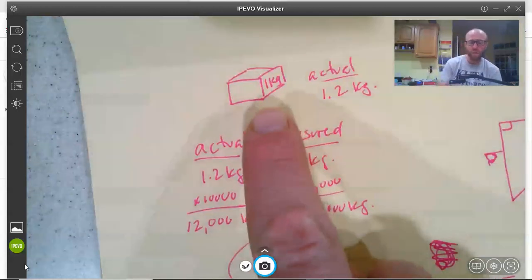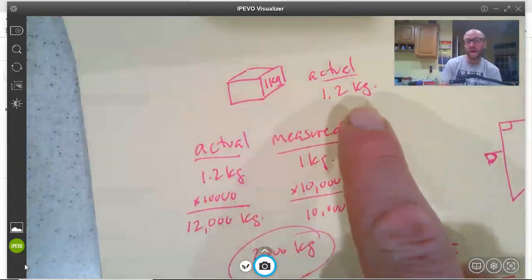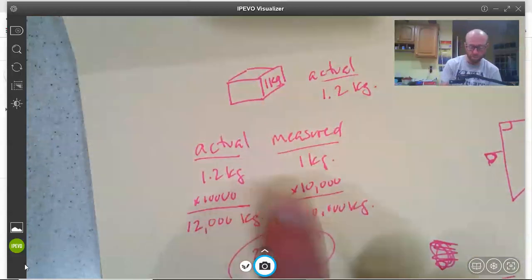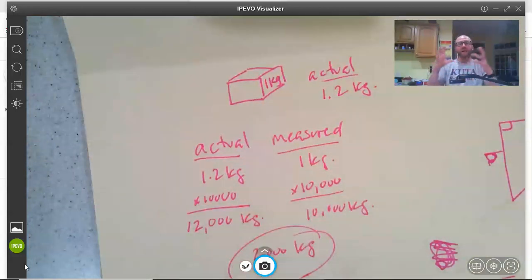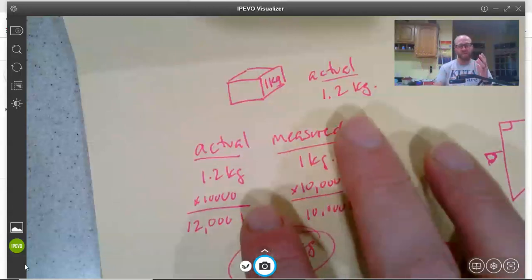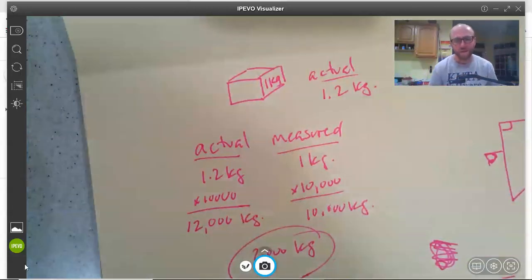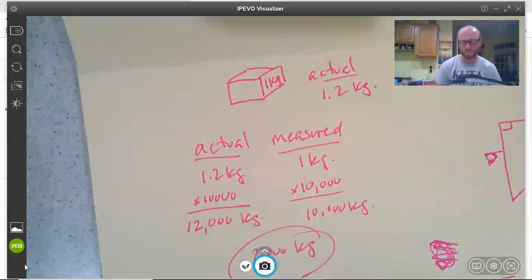So I only measured one little box. My measurement was bad. It was a little bit off. And when I multiply that by 10,000 boxes, many boxes that are all a little bit off in the measurement, and actually it's 1.2 kilograms when I measured it as 1 kilogram, that is pretty bad. A little bit of error when multiplied by 10,000 boxes can get pretty big. So what you would want to do in this sort of situation is measure more boxes.